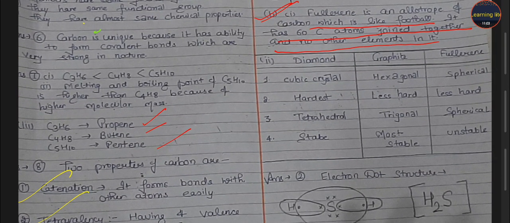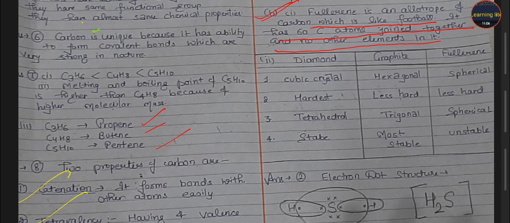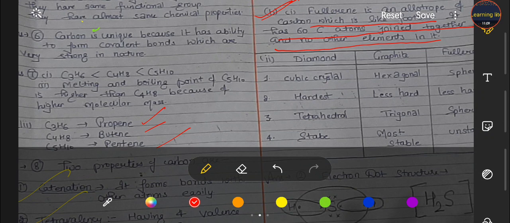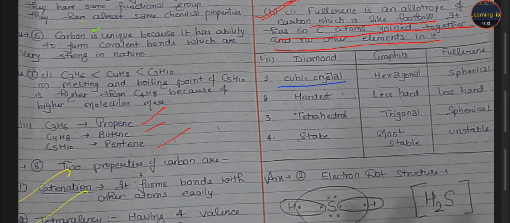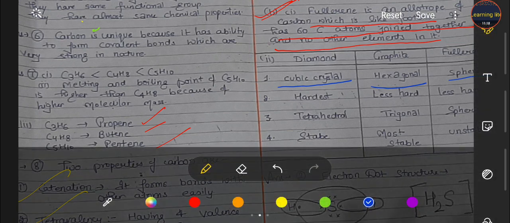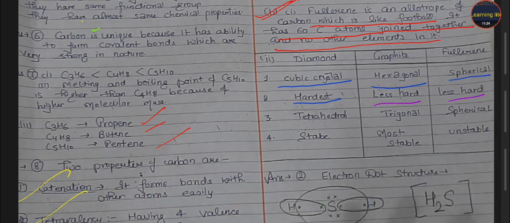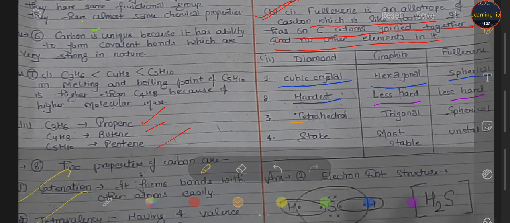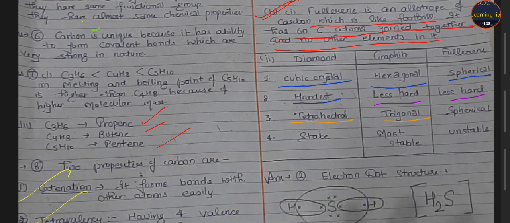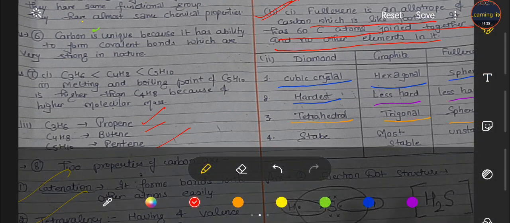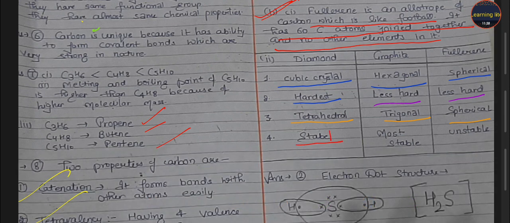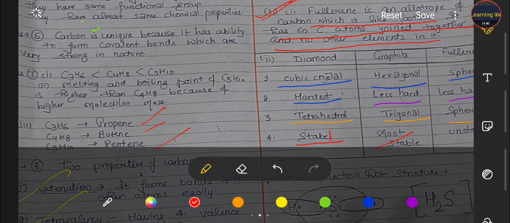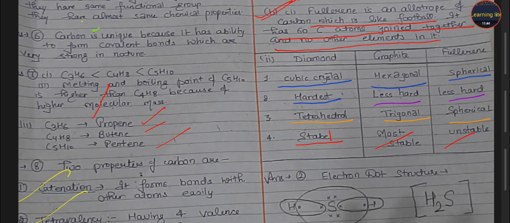We have a difference table here. First diamond, second graphite, third fullerene. What is the shape, student? Diamond's shape is cubic crystal, graphite is hexagonal and fullerene is spherical like a football. Second, diamond is the hardest substance, student. Graphite is less hard and fullerene is also less hard. Diamond has tetrahedral geometry, graphite has trigonal geometry, fullerene has spherical geometry. And if we talk about their stability, student, diamond is stable, graphite is most stable and fullerene is a little unstable, students.